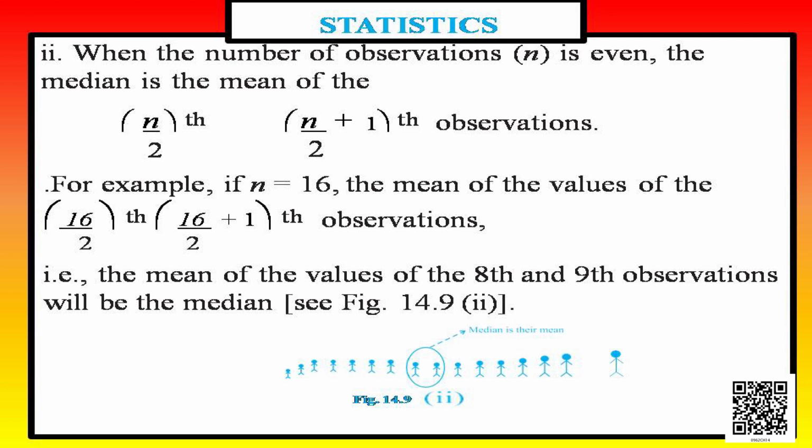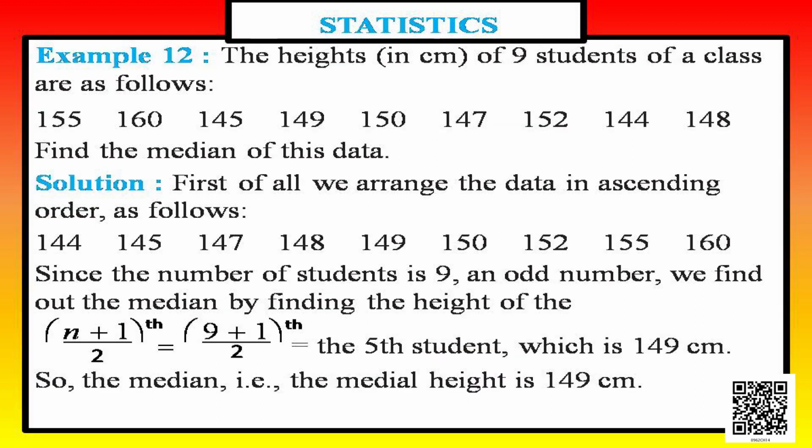Let us illustrate this with the help of some examples. Let us focus on example 12 of your book. The heights in centimeters of 9 students of a class are as follows: 155, 160, 145, 149, 150, 147, 152, 144 and 148. Find the median of this data. Let us see the solution.